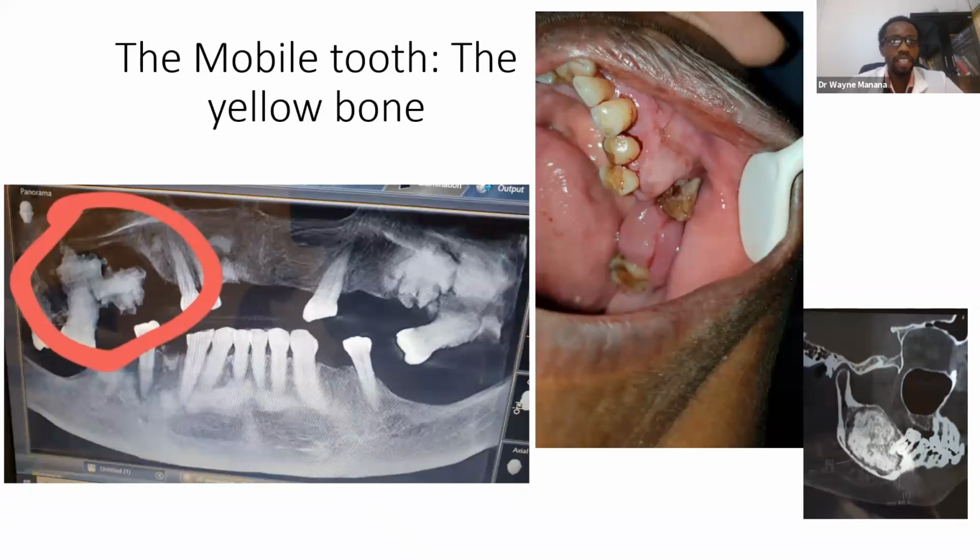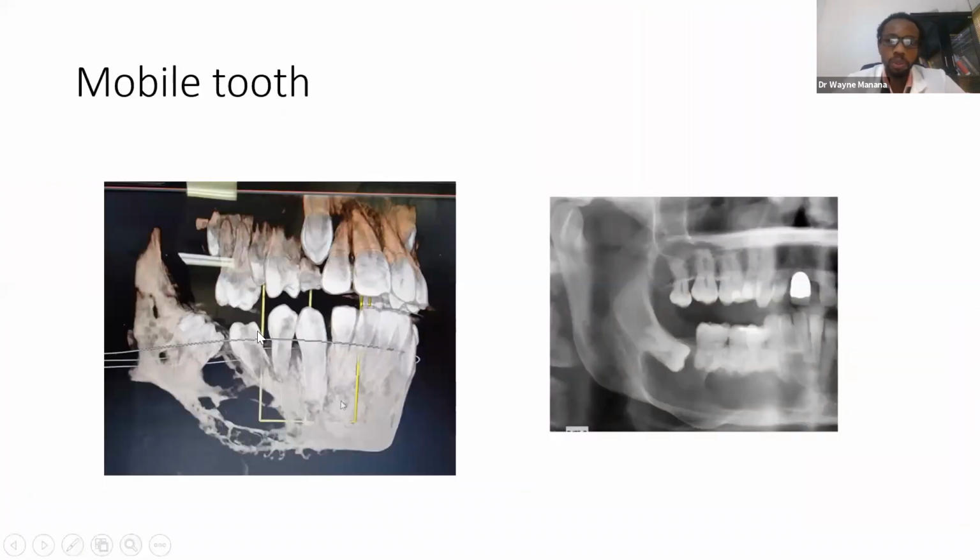And sometimes you look at a patient and you realize that the wisdom tooth is mobile, and you think this is a very easy tooth to extract. But that can also be a potential disaster. So this is a young patient who presented with mobile molars, and an extraction will lead to persistent infections. And sometimes there will be a fistula connecting to this multicystic radiolucent lesion within the body of the mandible.